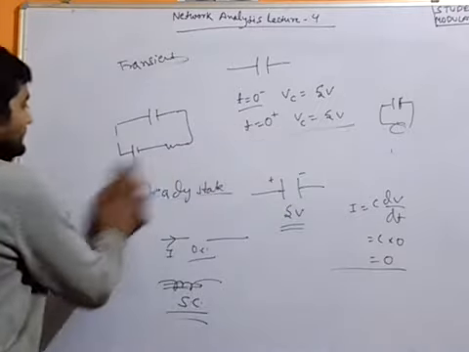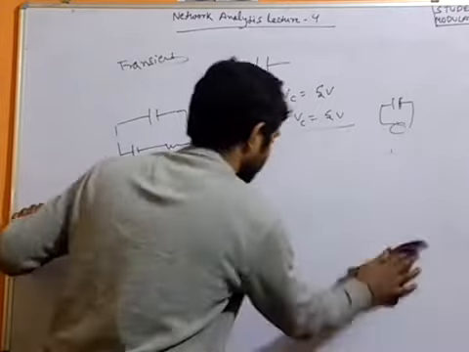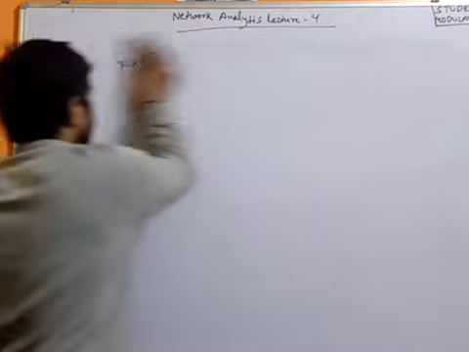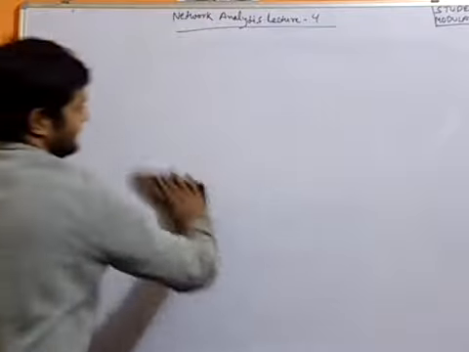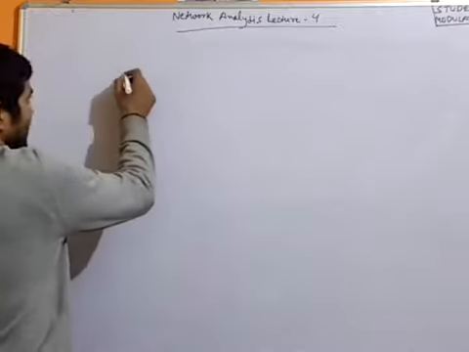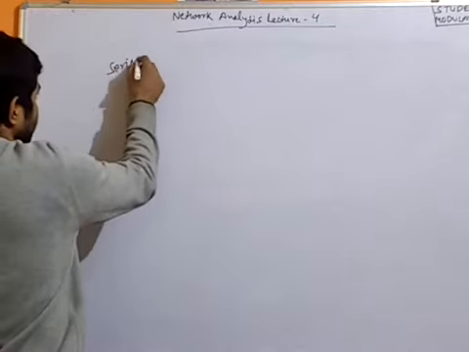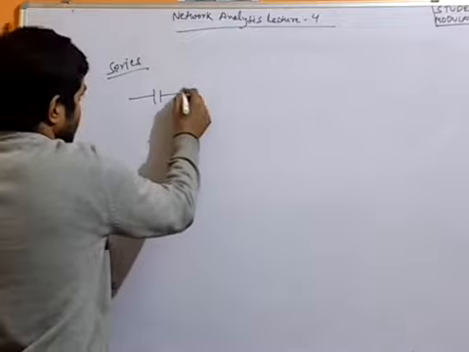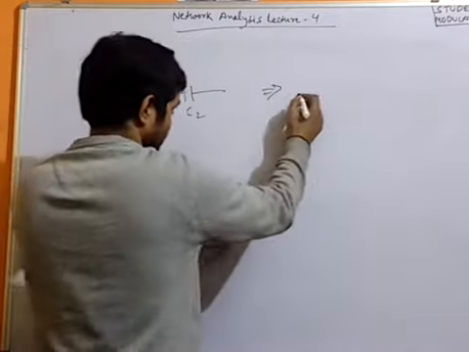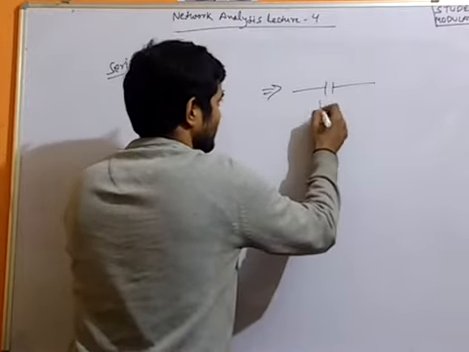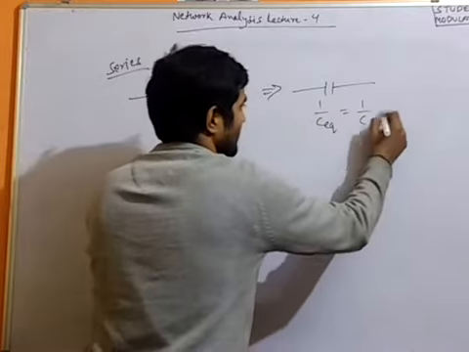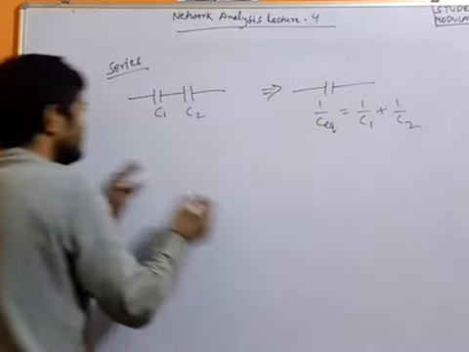Now the last topic of the capacitor is related to its connection, and it is not similar to resistance and inductance. Its connection will be quite different from that. For series connection, C1, C2, I am not going into the derivation, I am just giving you the result. The equivalent capacitance of these two capacitors will be 1 upon C1 plus 1 upon C2.